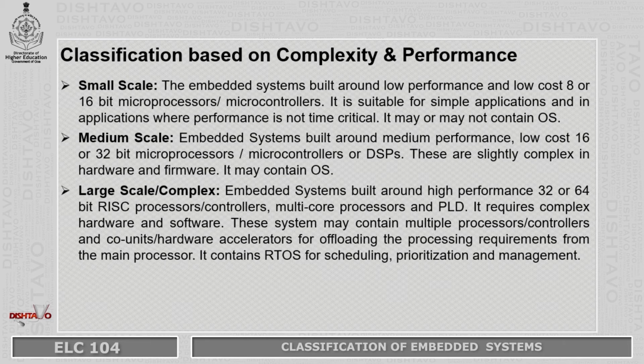These systems are built around high performance 32 or 64-bit RISC processors or controllers, multi-core processors and PLD. These require complex hardware and software, and the system may contain multiple processors or controllers and co-units or hardware accelerators for offloading the processing requirements from the main processor. It contains real-time operating systems for scheduling, prioritization, and management.